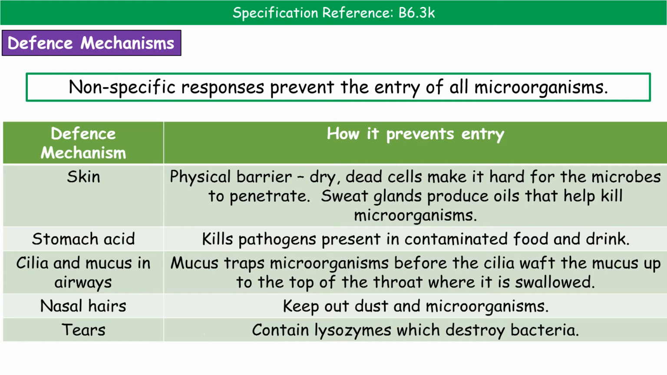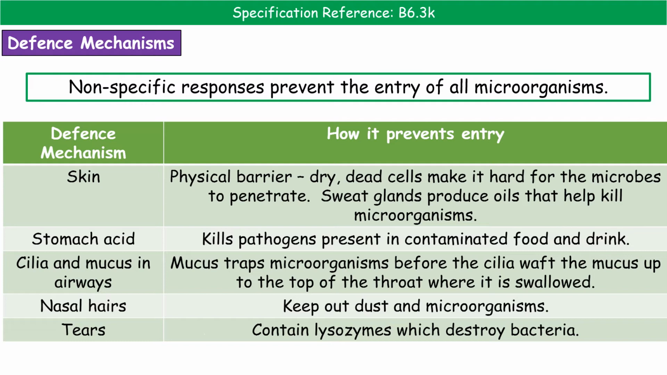What we're going to look at are some non-specific defense mechanisms first of all then. If it's non-specific, that means it just prevents the entry of all microorganisms. It's not looking to see what one it is and doing something particular for that. These are just generic defense mechanisms. So our first one, the skin. That is a physical barrier. It's made of these dead, dry cells that makes it hard for microbes to get in and get through it. We also have sweat glands and they produce oils to kill microorganisms.